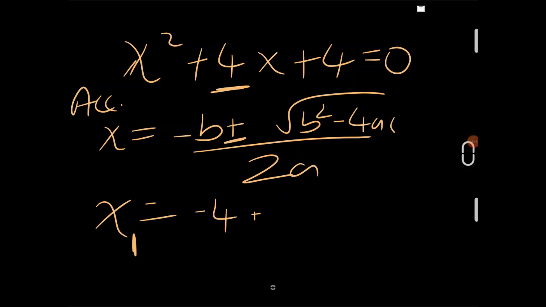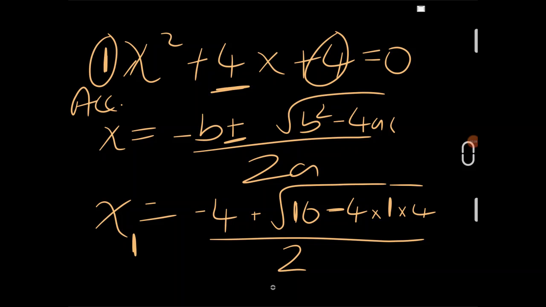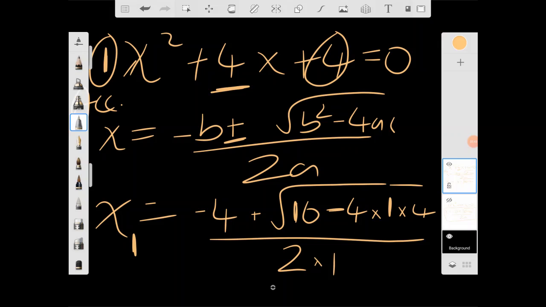So it will be minus 4 plus root of b square. B is 4, so b square is 16, minus 4 into a, where a is the coefficient of x square, so it is 1, into c, which is 4, whole divided by 2 into a, which is 1. So 2 into 1 is 2 itself.